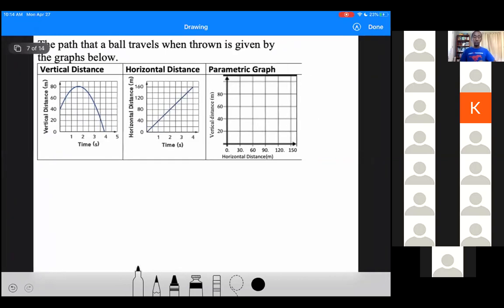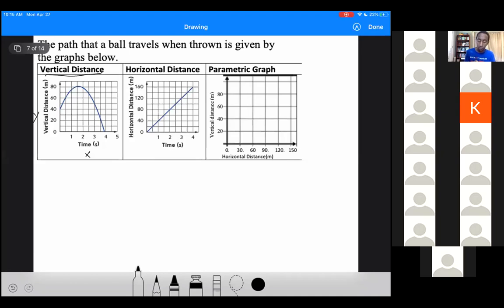So here is a visual of just a random situation with a ball. In the first one, it says the path that a ball travels when it is thrown is given by the graphs below. Our first graph shows the vertical distance of the ball, or how high the ball is. On the x-axis you have time, and on the y-axis we have vertical distance. So this is showing you, as time is passing, how high the ball is.